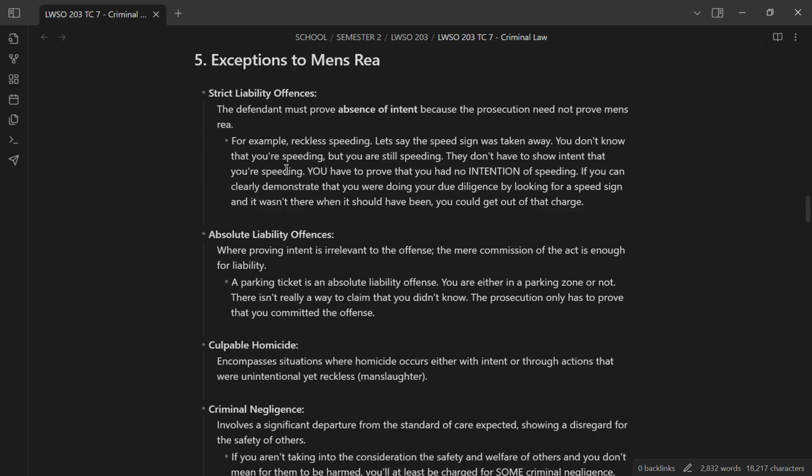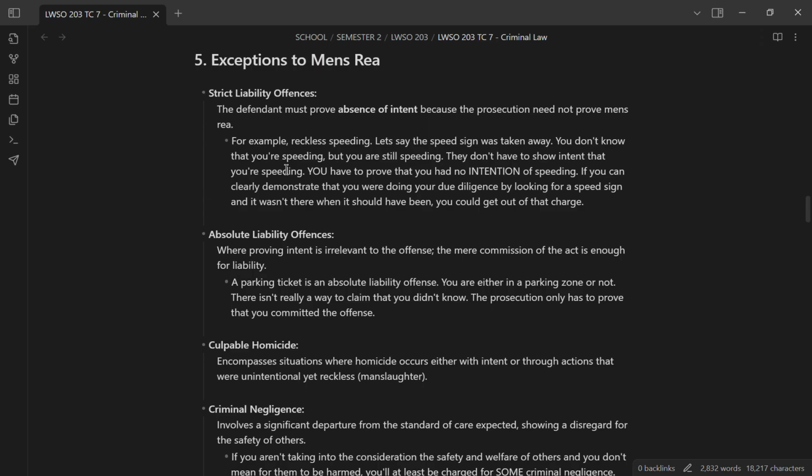So, for example, let's look at reckless speeding, right? Let's say the speed sign is taken away. You don't know what the speed is, but you are still speeding. They don't have to show intent that you're speeding. You have to prove that you had no intention of speeding, right?